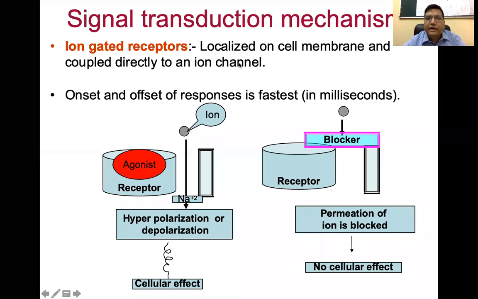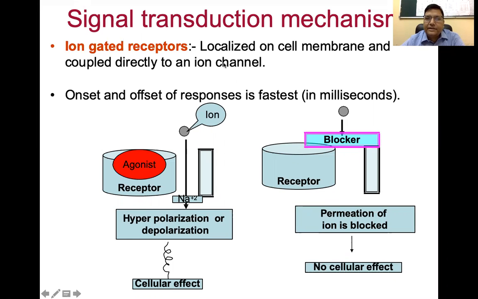So coming to the signal transduction in the various receptors, how these receptors are going to produce the effect. The first type of receptor is the ion-gated receptors. They are present on the cell membrane, and they are coupled directly to the ion channels. That means the effector is the ion channel. Their onset and offset is the fastest, in milliseconds, because the receptor is directly linked to the effector.